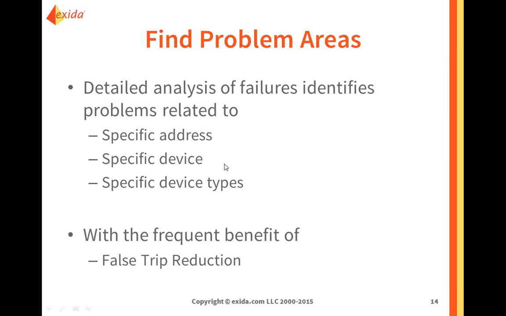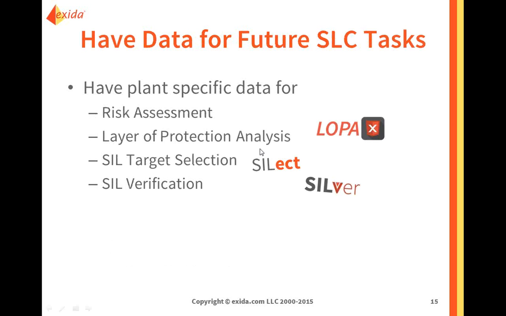So why do we do this? Well, yes, we need to record data. We need to compare our actual data to our assumed data. But the real benefit is that if we find problem spots, we can reduce false trips, and thereby increase our uptime. Now, when we collect this data, we will have data for future safety lifecycle tasks.